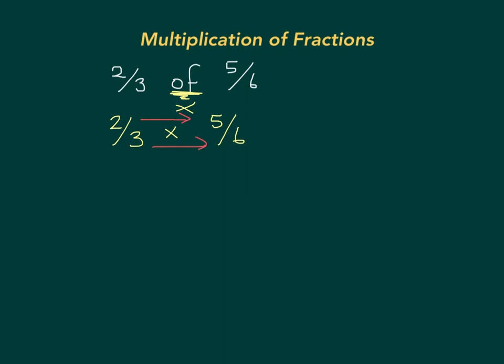If we multiply the top by the top and the bottom by the bottom, we would get 10 over 3 times 6 is 18. And we can make an equivalent fraction out of that. If we divide by 2, we get 5/9. So our answer is simply going to be 5/9. We can also represent this visually.